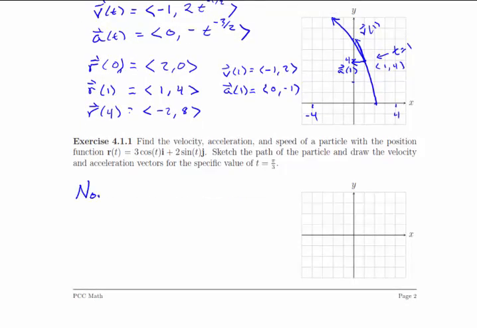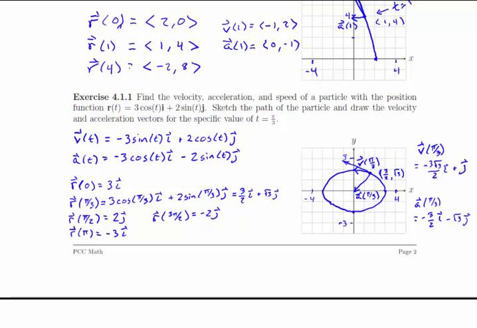So try this out, and I will come back in just a few seconds to show you the answer. So pause the video now and work through exercise 4.1.1. All right, so it's been just a few seconds in computer time, but in our time we just spent a few minutes working on this.